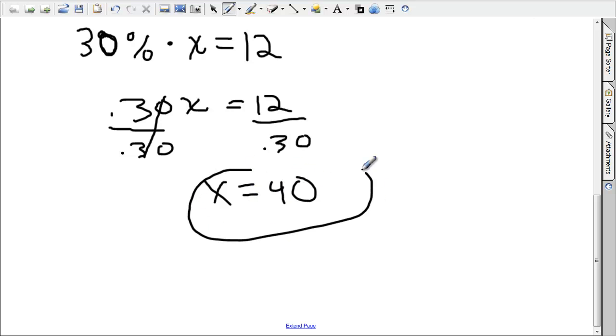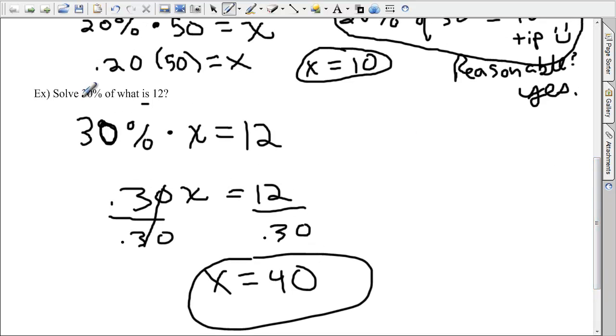Again, just think about whether that makes sense and liken it to money. 30% of something is 12. Well, 30% of 40 bucks would be 12 bucks. So it is reasonable. I always like to go back and ask myself, is my answer reasonable? Especially if I'm thinking about it in a monetary sense.